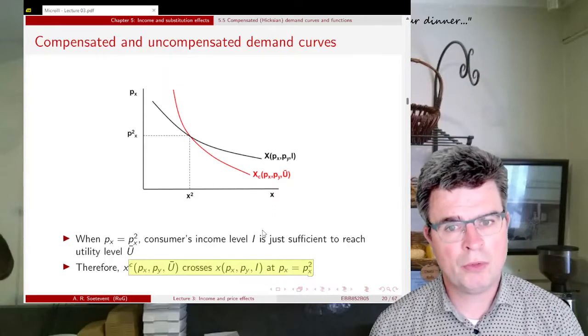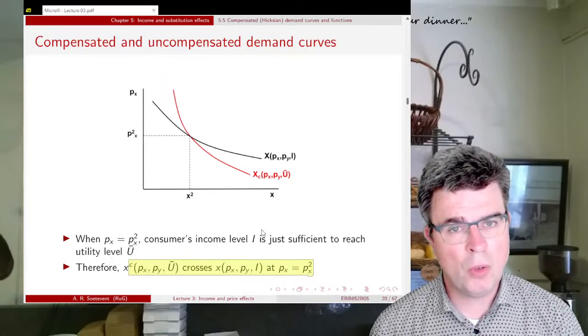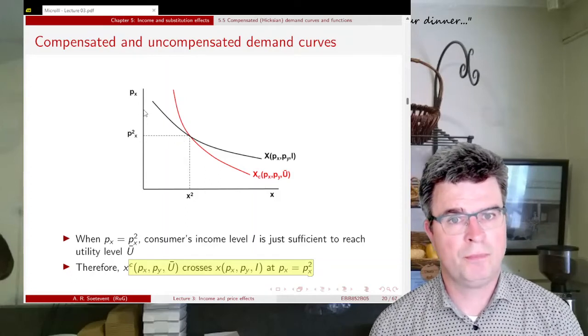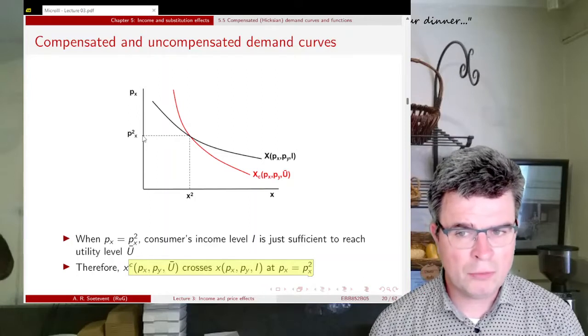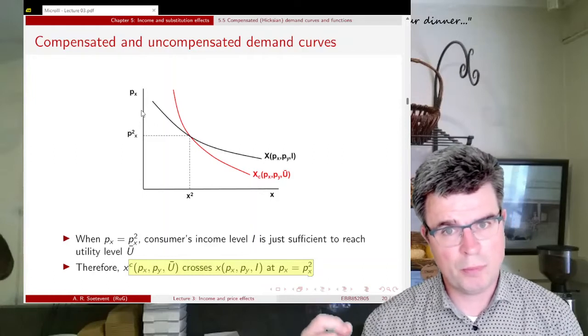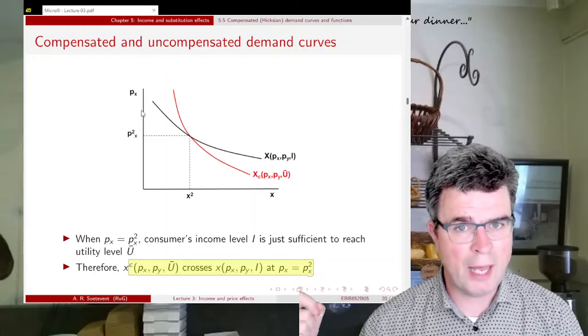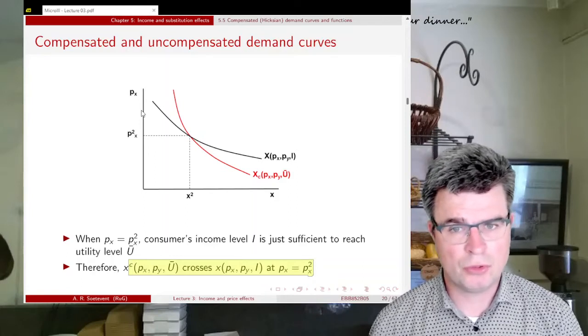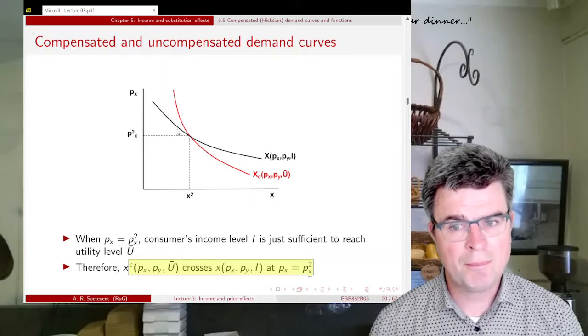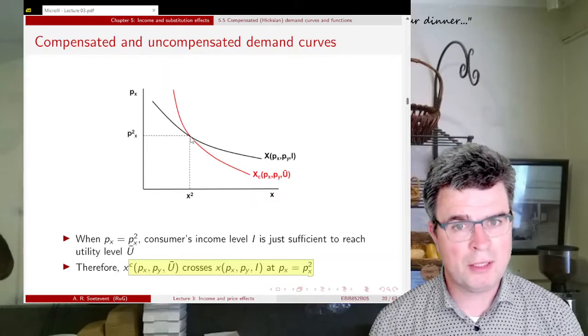And now we want to know how we will move along the uncompensated demand curve and the compensated demand curve if we increase the price of good X. Now, if we increase the price of good X, then one effect is the substitution effect. So we will substitute away from consuming good X, and instead we will start consuming more of good Y. That leads to a decrease in demand, and the compensated demand curve focuses on this substitution effect.